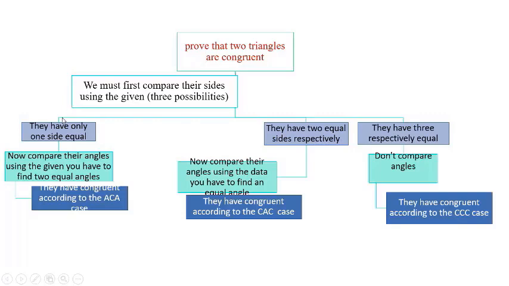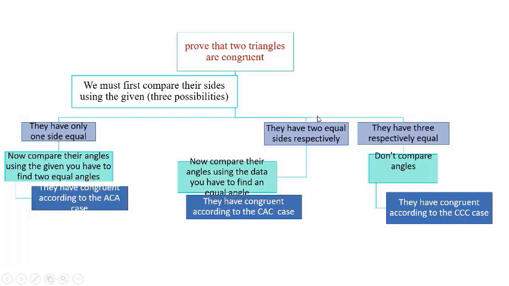The first one is that we will have only one equal side. Once we have one equal side, we will move then to compare their angles using the given. We have to find two equal angles. Then we could say in this case that the two triangles are congruent according to angle side angle case.